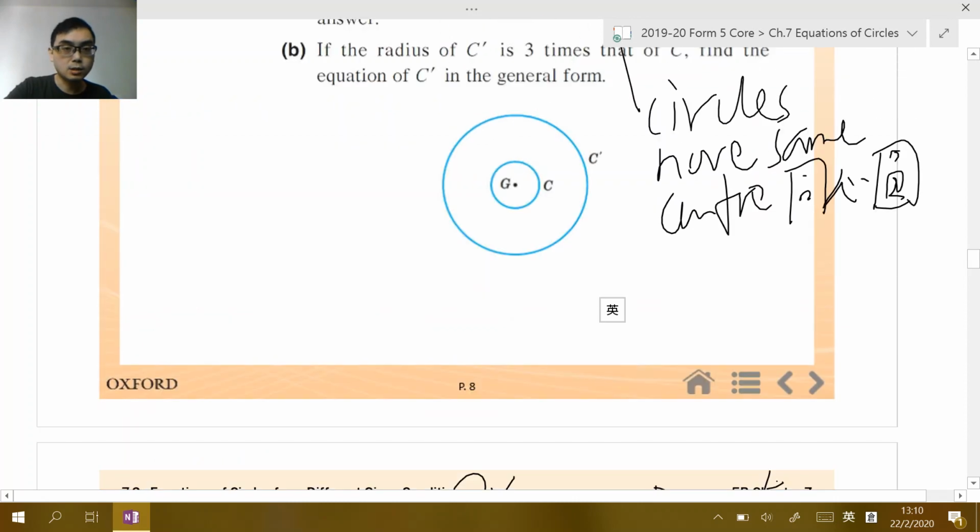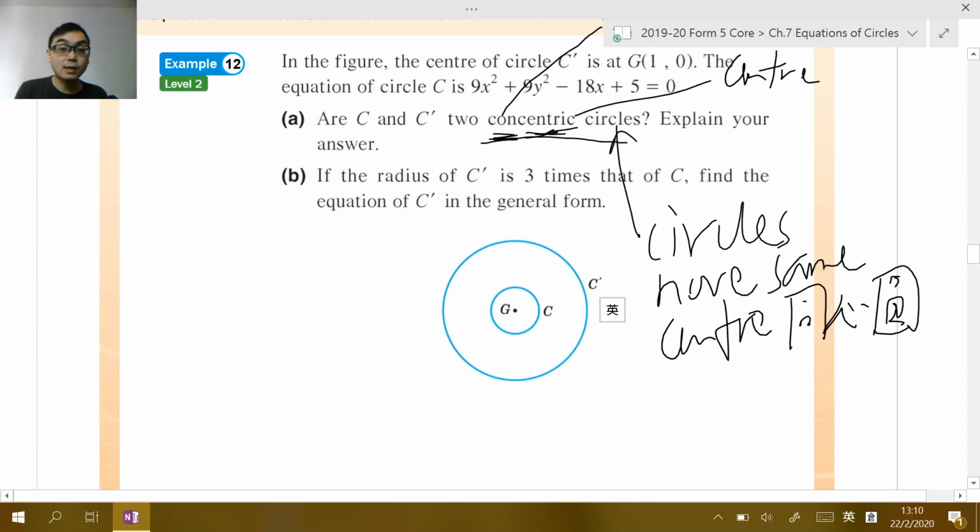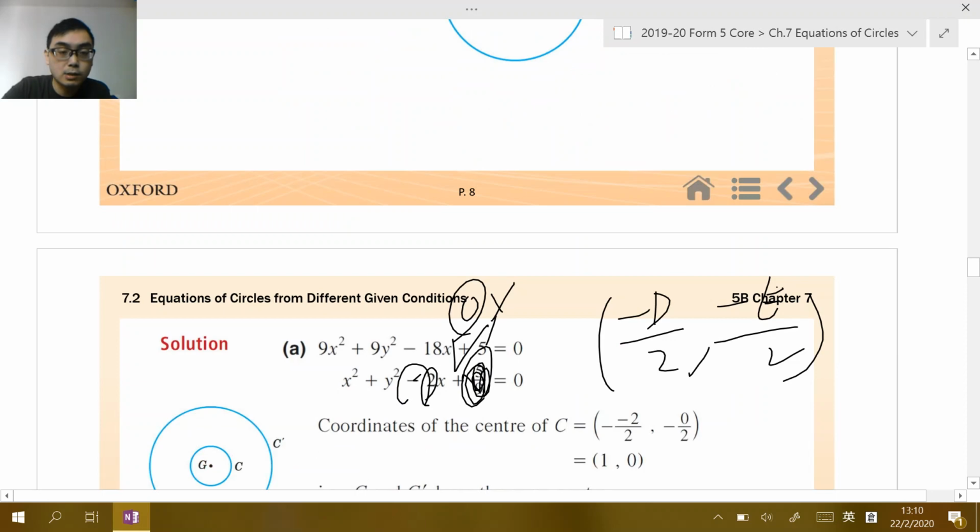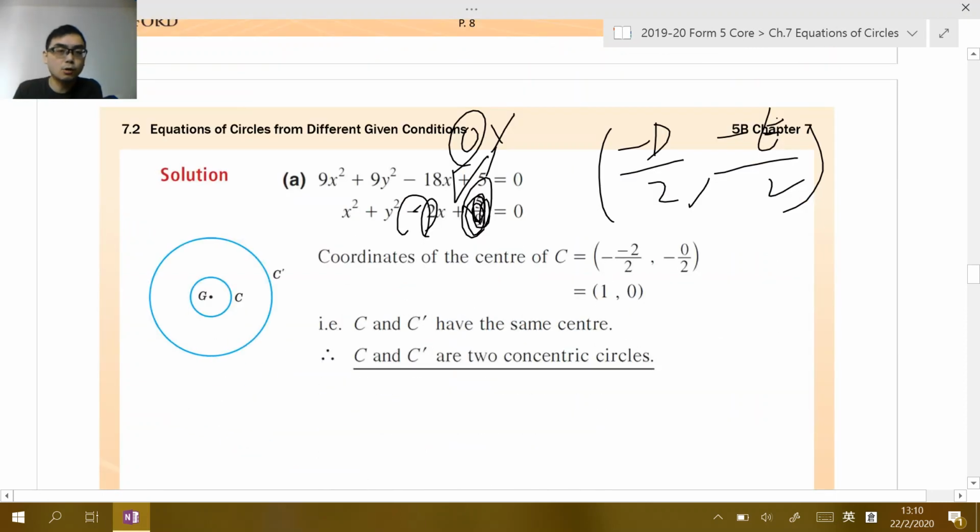Now take a look at part B. If the radius of C prime is 3 times that of C, find the equation of C prime in general form. Actually this one is also very easy, because in the general form of the circle, you can find not only the center, but you can also find the radius.